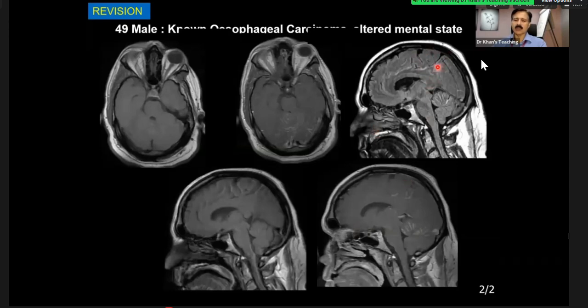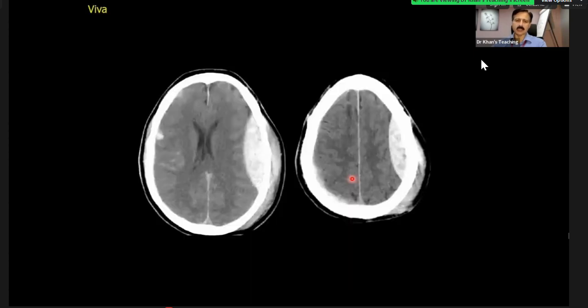And this is a FLAIR sequence with a high signal, and on enhancement, it enhances. And this is esophageal carcinomatosis. So these cases I have shown you previously. Okay, just a very basic case.